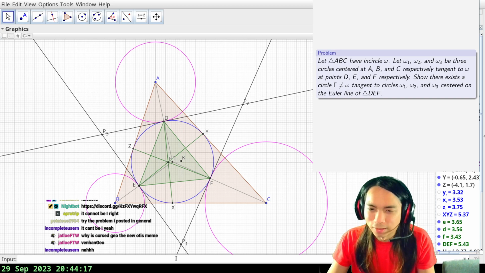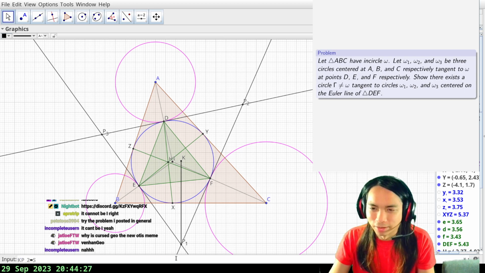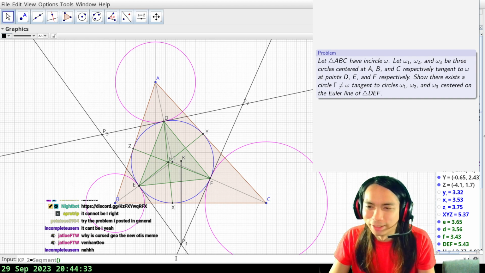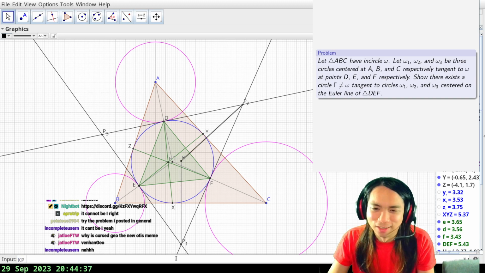Okay, so what the heck is that point K? It's on the other side from H, so it's not any of the classical triangle centers that are all between I and H. So it's not something that's stupid.